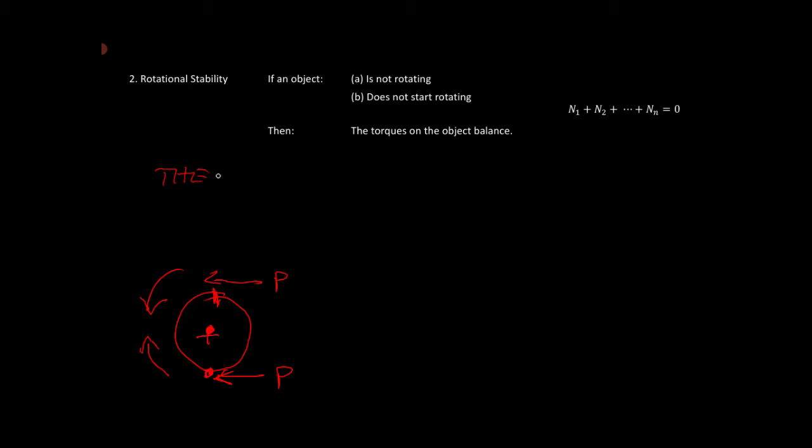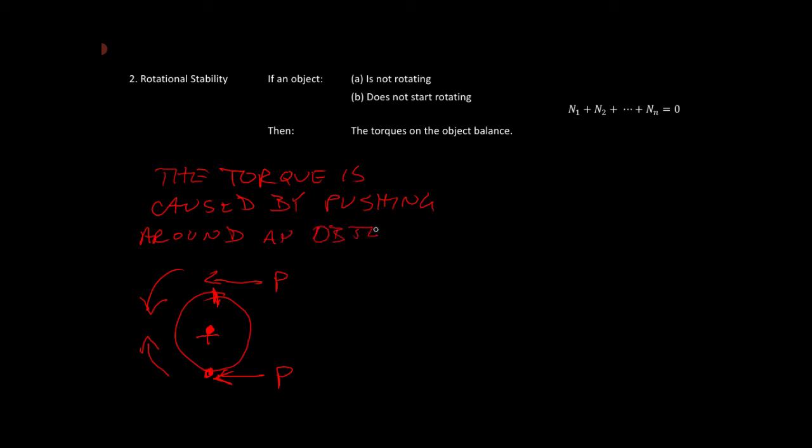So the torque is caused by pushing around an axis, an object's pivot point is one way we can talk about it.